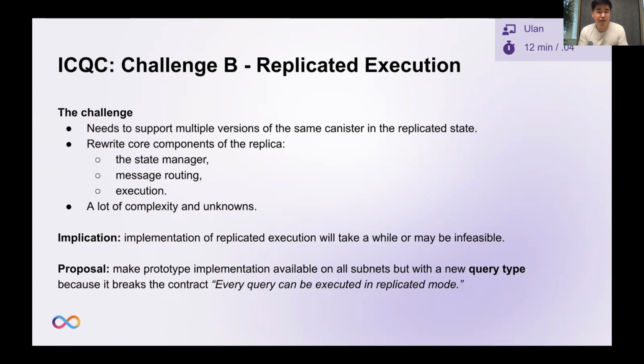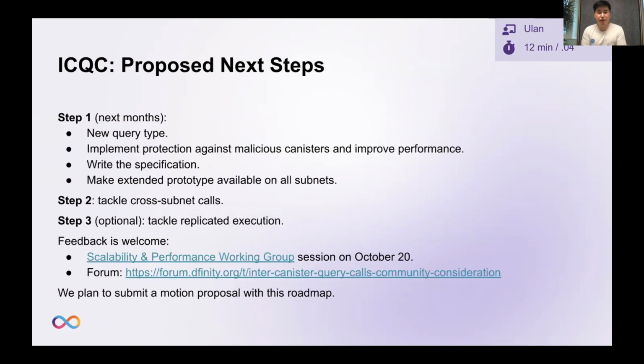And in the last slide, I'd like to summarize what I said. This would be our plan to release ICQC incrementally. We are going to submit it as a motion proposal after receiving the feedback. So the first step would be to get the existing prototypes that we have into production-ready shape, by introducing a new query type, implementing all the protection mechanisms, and writing the specification. Then after that, it would be available on all subnets. Then the next step would be to start working on cross-subnet calls. And the last step, which has a lot of uncertainty, is to try to tackle replicated execution.